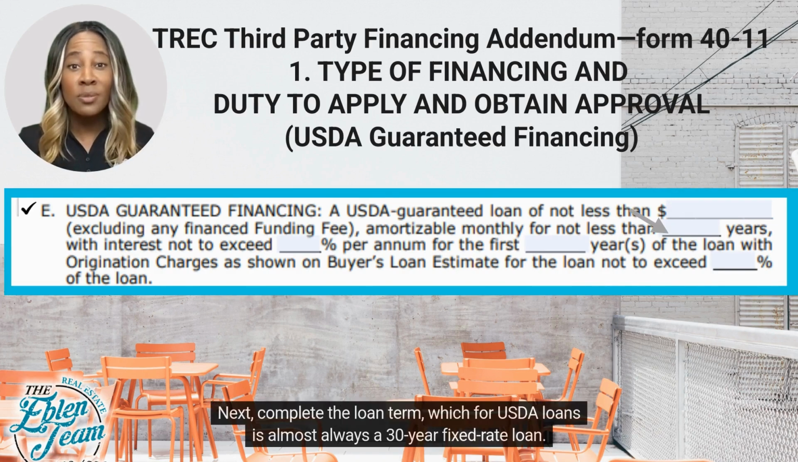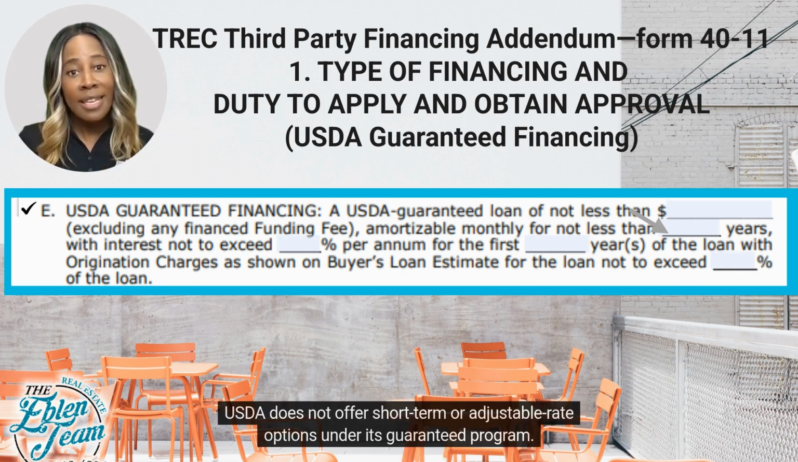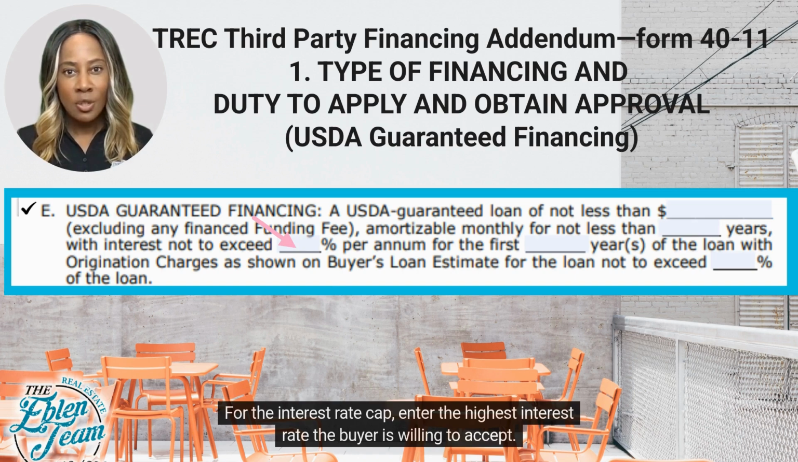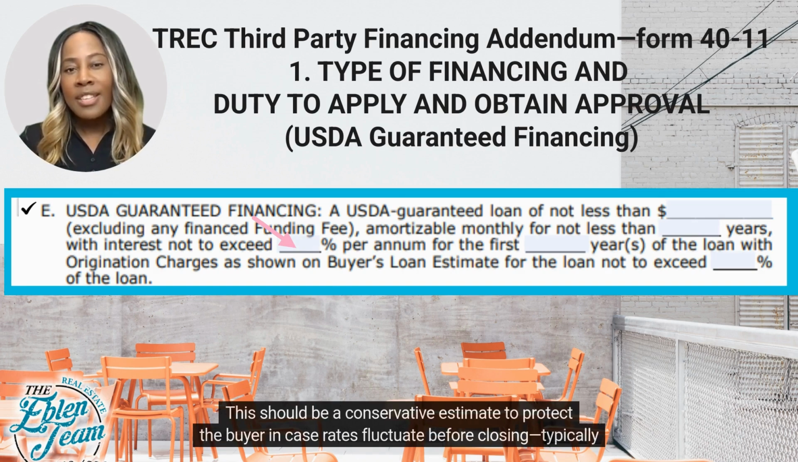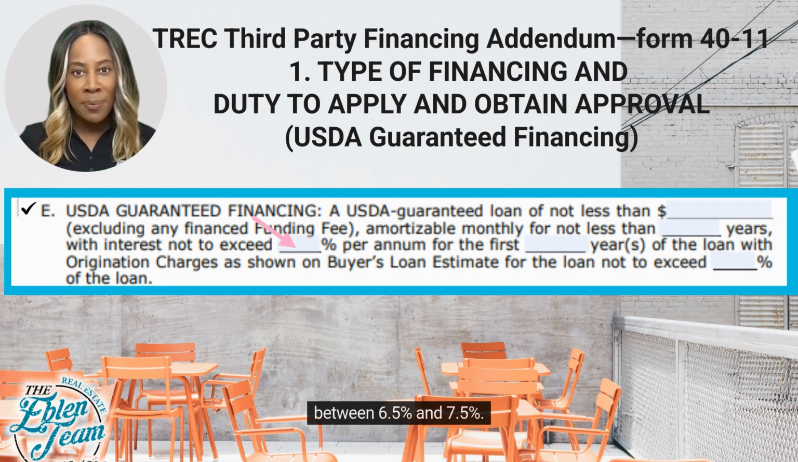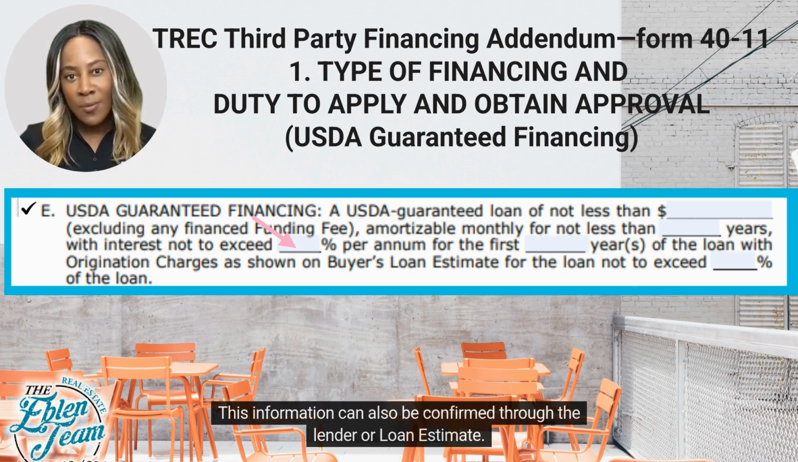Next, complete the loan term, which for USDA loans is almost always a 30-year fixed rate loan. You can verify this on the loan estimate or by checking with the lender. USDA does not offer short-term or adjustable rate options under its guaranteed program. For the interest rate cap, enter the highest interest rate the buyer is willing to accept. This should be a conservative estimate to protect the buyer in case rates fluctuate before closing, typically between 6.5% and 7.5%. This information can also be confirmed through the lender or loan estimate.